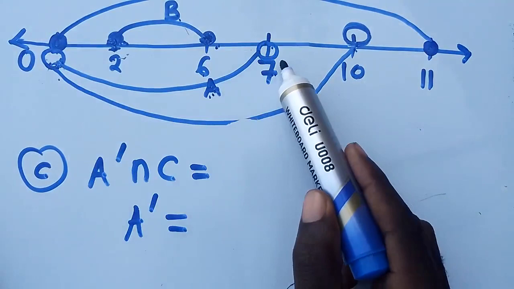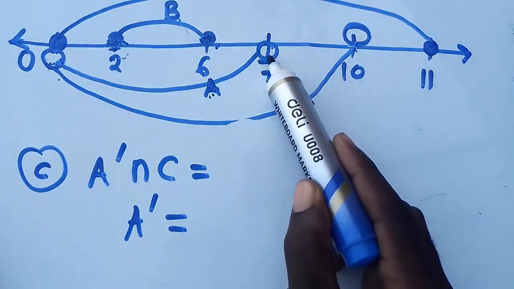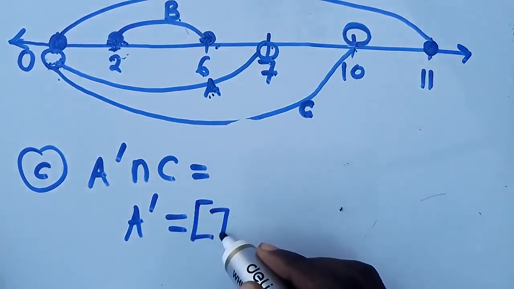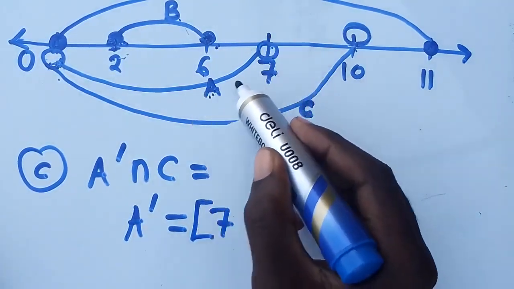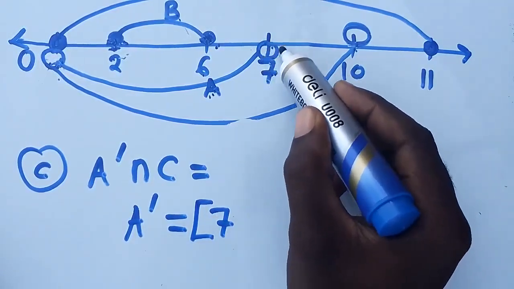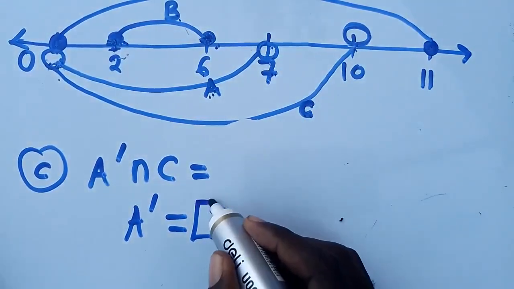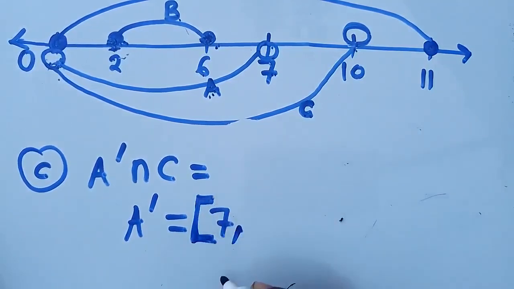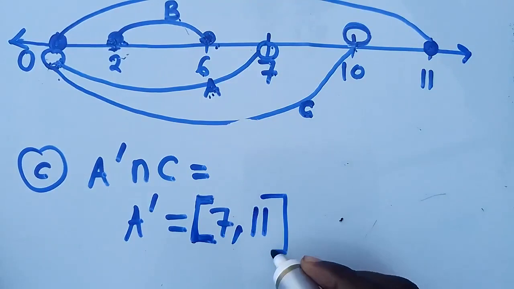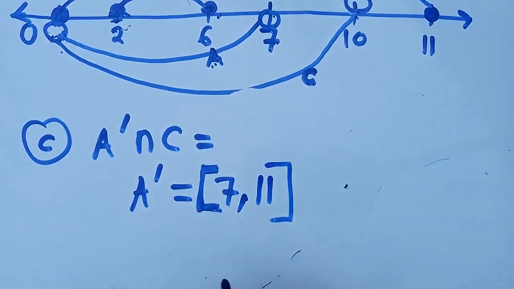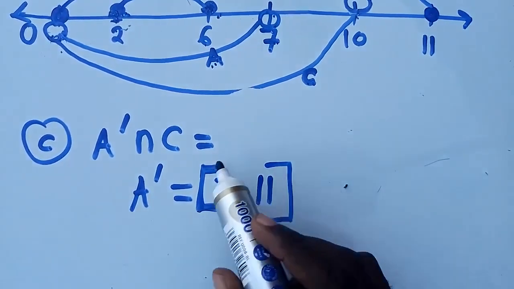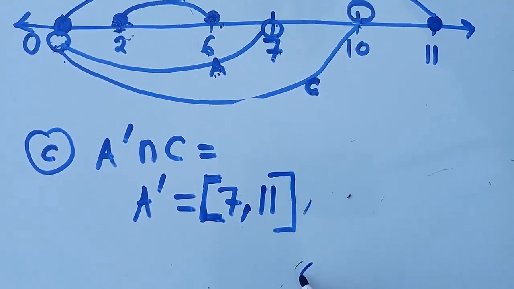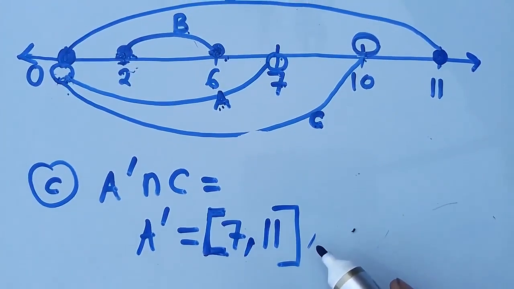So we remove this part. We are going to start from 7 to 11. Since A is not included, our answer will be included. 7 is not included, so we are going to include 7 going this side. This is the symbol for include, comma, 11 is included like this. So this is A complement.